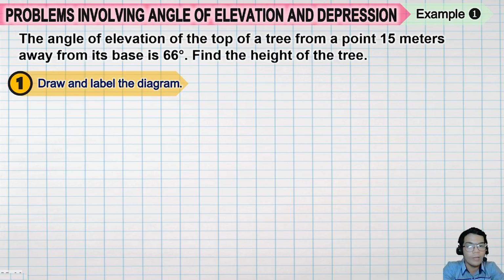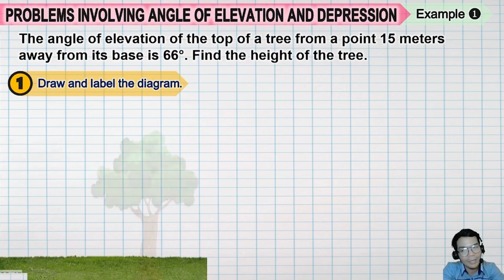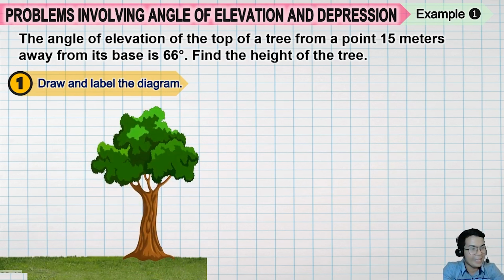Yan, the angle of elevation of the top of a tree from a point 15 meters away from its base is 66 degrees. So, anong object yung dapat nandun sa drawing mo? Dapat may puno. 'Di ba? Kasi binanggit yung top niya, yung tuktok niya. And aside from that, there will be a point that is 15 meters away from the base of this tree. So, point, pwede kang mag-drawing ng tuldok lang. Ayan, point. And then you can already label the distance between the base of the tree and also the point, which is 15 meters. Gets po?